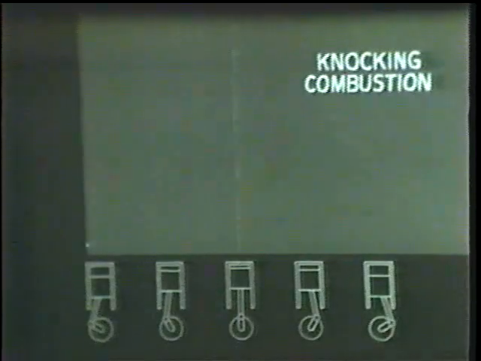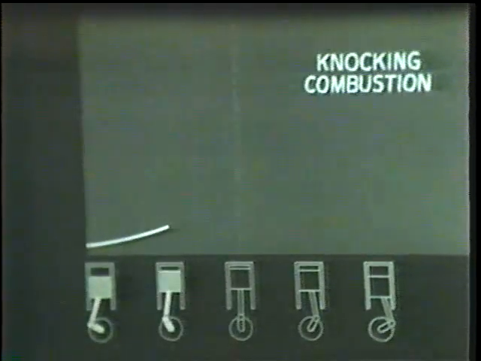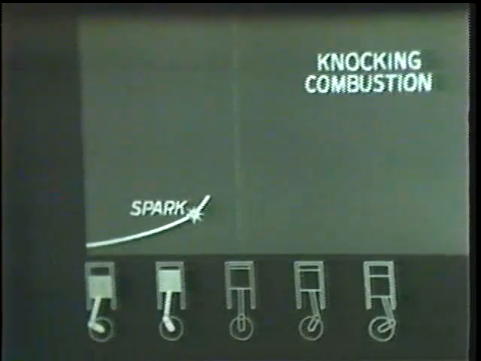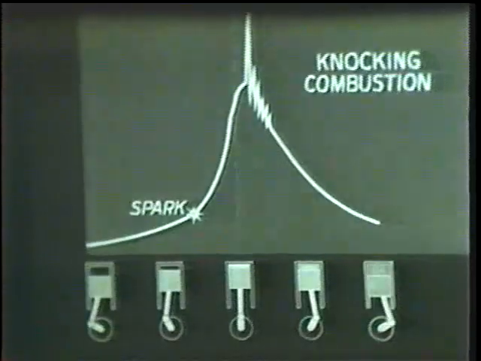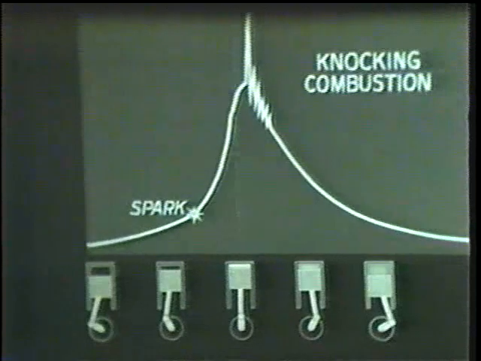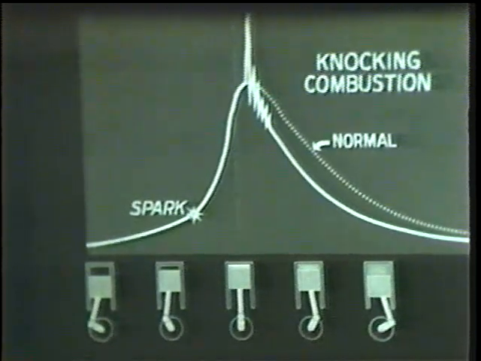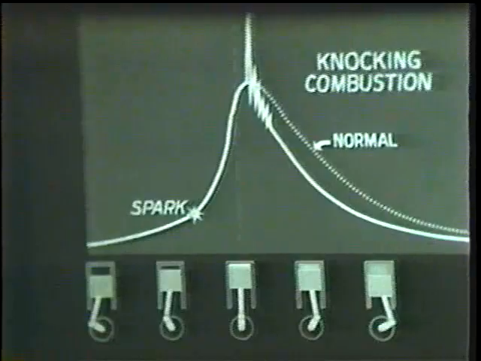On the graph, knocking combustion can be illustrated very clearly. Again, on the compression stroke, pressure increases. When the spark ignites the mixture, the pressure increases very rapidly. As the pressure reaches its peak, knock shows up as violent and rapid pressure changes. Compare this graph with the graph of normal combustion. Knock results in loss of power. It also causes overheating and excessive wear on the engine.